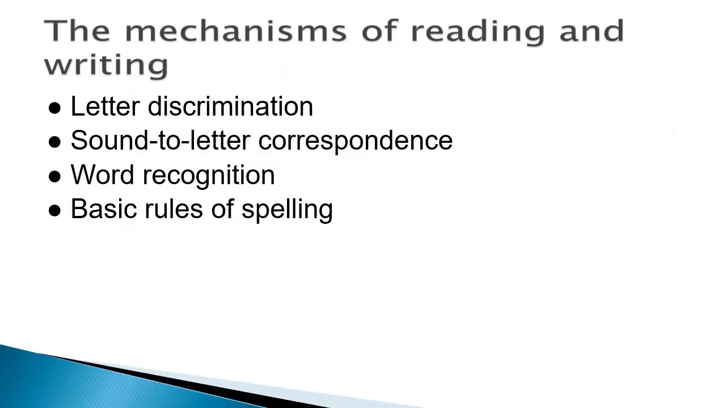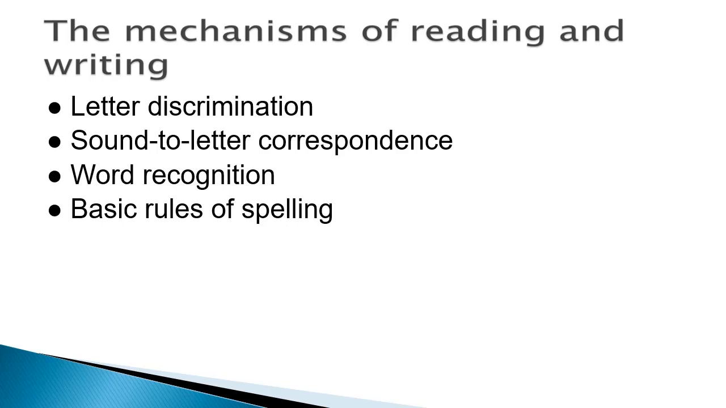For students to be successful writers, they need to be able to understand the mechanisms of reading and writing. And we are talking about letter discrimination, sound-to-letter correspondence, word recognition, and basic rules of spelling. Letter discrimination has to do with your ability to recognize letters. Sound-to-letter correspondence is your ability to see a letter and recognize its sound. Word recognition, it says it all, so being able to look at a word and recognize it.